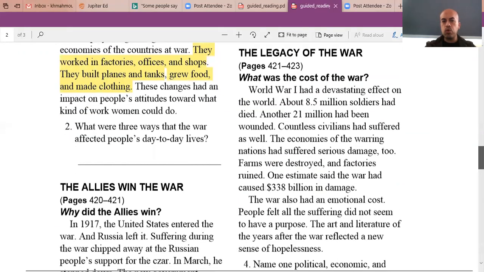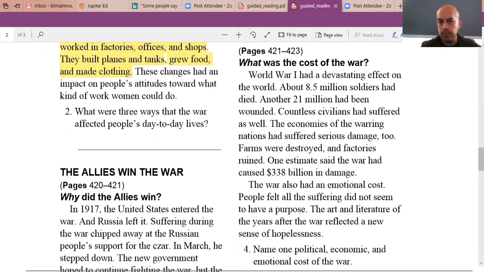Here is what was the cost of the war. Okay, this is the last part in this section. World War I had a devastating effect on the world. About 8.5 million soldiers had died. Another 21 million had been wounded. Countless civilians had suffered as well. The economies of the warring nations had suffered serious damage. Farms were destroyed and factories ruined. One estimate said that the war had caused about $338 billion in damage.